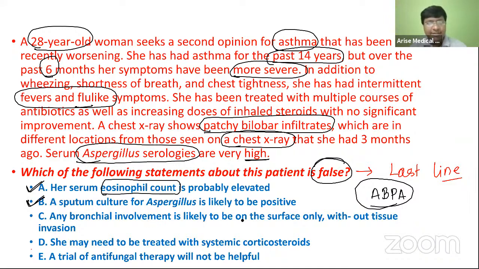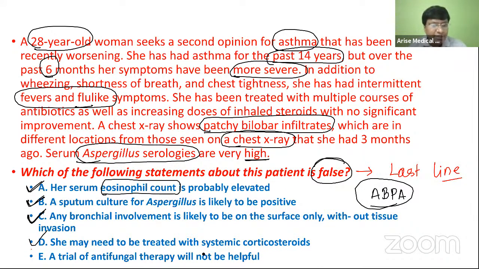Any bronchial involvement is likely to be on the surface only without any tissue invasion. Let me tell you, in allergic bronchopulmonary aspergillosis, they will have only bronchial involvement. They will not have any deep tissue involvement. This is also a correct statement. And she may need to be treated with systemic corticosteroids. Yes, the drug of choice in allergic bronchopulmonary aspergillosis is steroids.